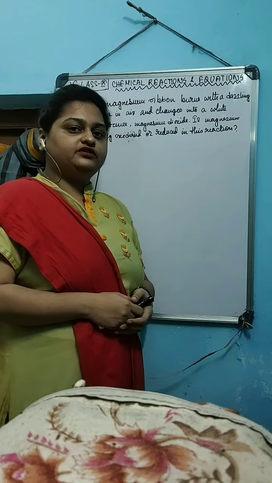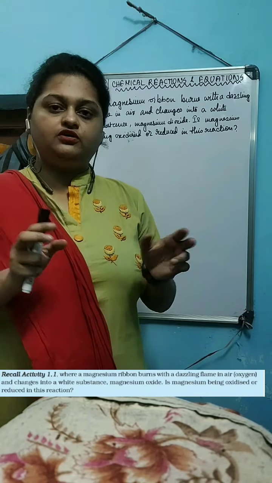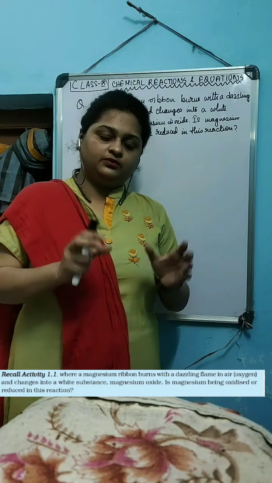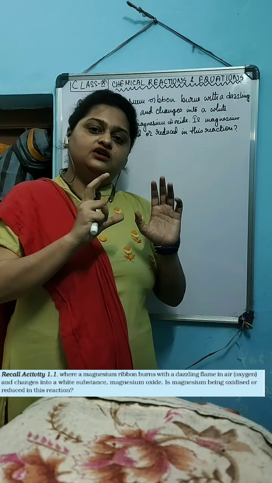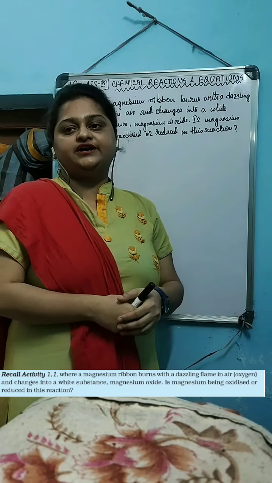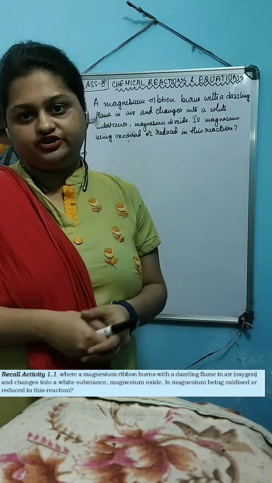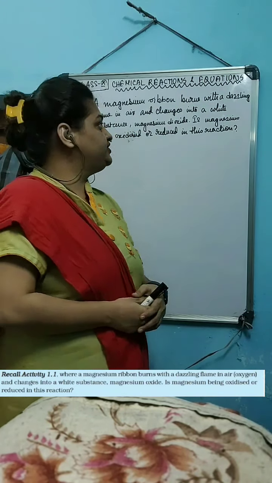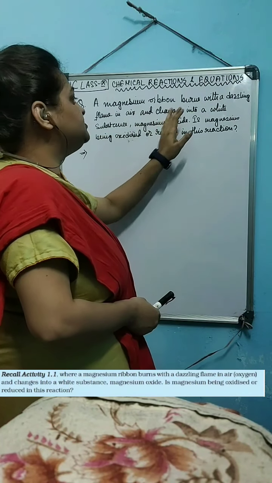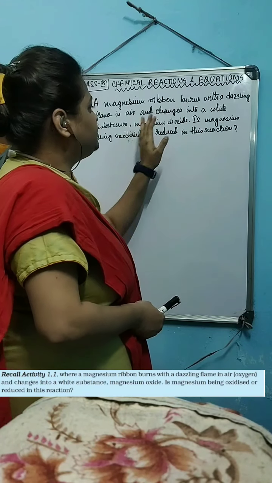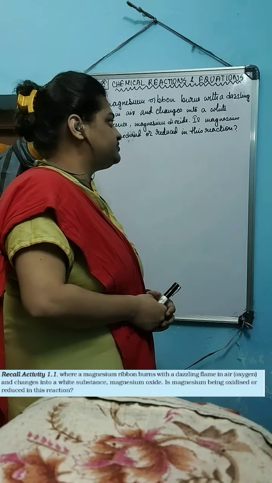There are various ways a question can come from this particular portion of this chapter, the redox reaction concept. This is one type of question where a sentence equation is given to you and you are asked whether a particular substance is being oxidized or reduced. Let's see the equation here. A magnesium ribbon burns with a dazzling flame in air and changes into a white substance, magnesium dioxide. Is magnesium being oxidized or reduced in this reaction?